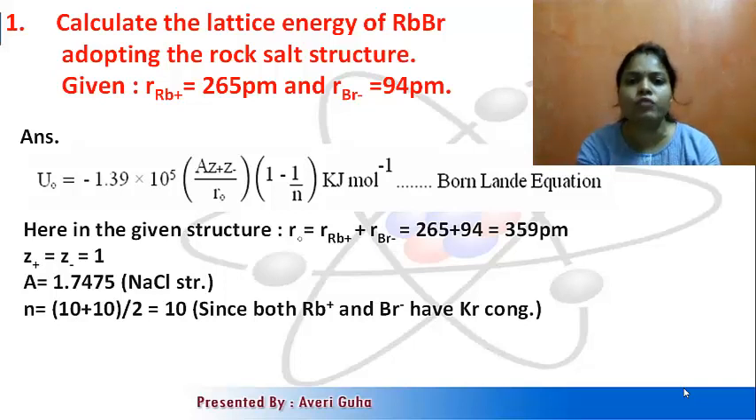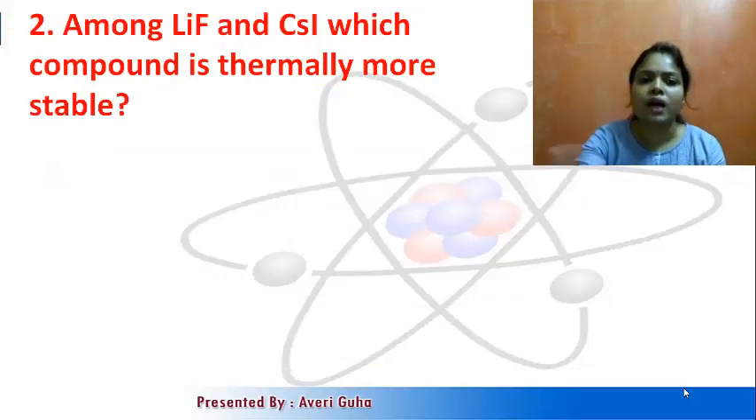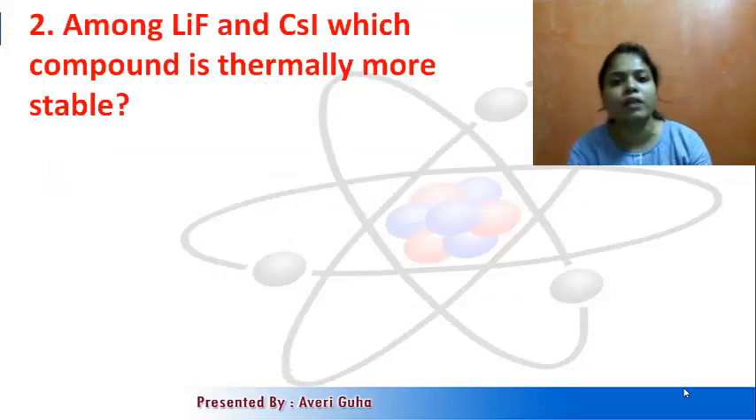So the average of 210 is again 10. So just put these values in our Born-Landé equation and you will get the desired result. So this is one type of question which is the most common type. Now see, another type may be asked to you where they will directly not give you any data.